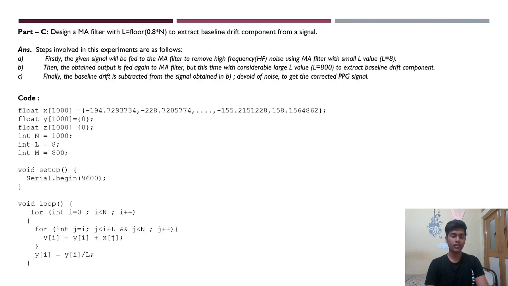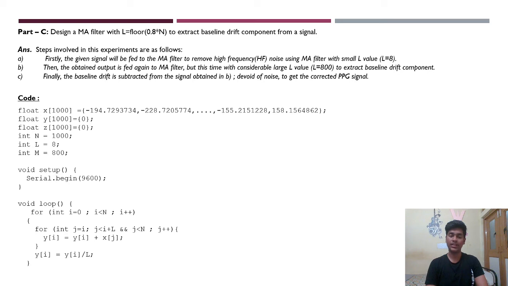Now coming to part C of our experiment, we have to design a moving average filter with L equal to 8 to extract baseline drift component from a signal. So baseline drift component is basically the DC component that gets mixed with the PPG signal. In order to solve this problem, we'll follow a few steps. In the first step, the given signal will be fed to a moving average filter to remove the high frequency noise and to smoothen the signal.